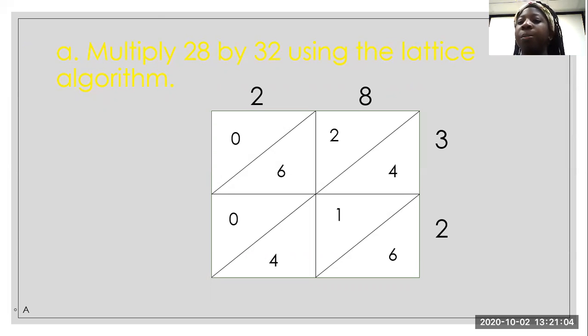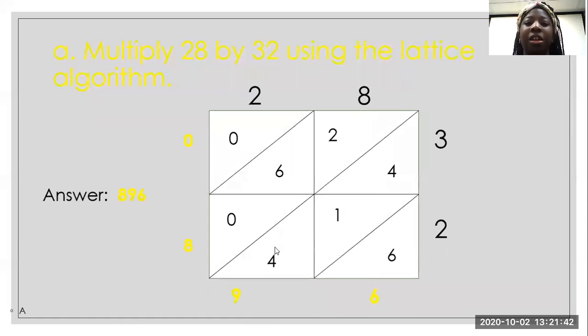Now to solve this, you add diagonally. So 6 has nothing to add, so your 6 will come down to this row right here. Then you have to add 4 plus 1 plus 4, which will give us 9. So we have a 96 right here. And then we go to the next one, which is 2 plus 6, which will be 8, and then 0. So it'll be 0, 8, 9, 6, and that'll be your answer. We don't have to carry the 0, so it'll be 896. Let's go to the next one.